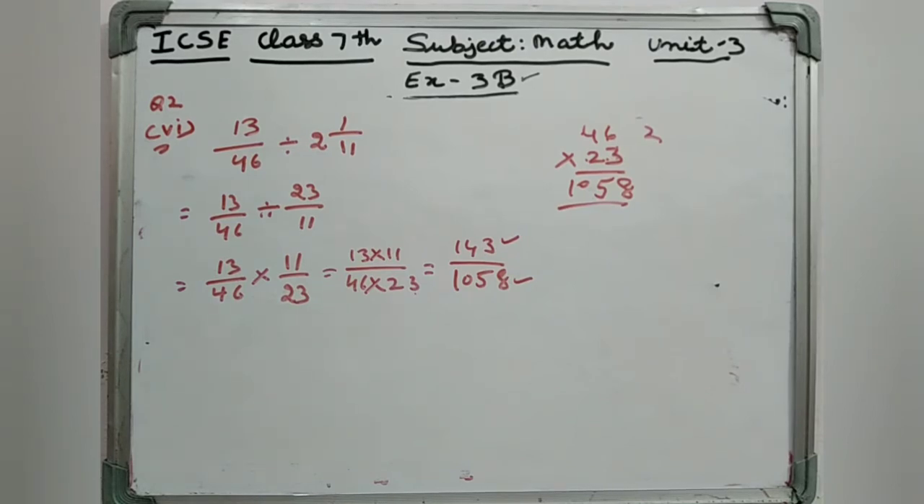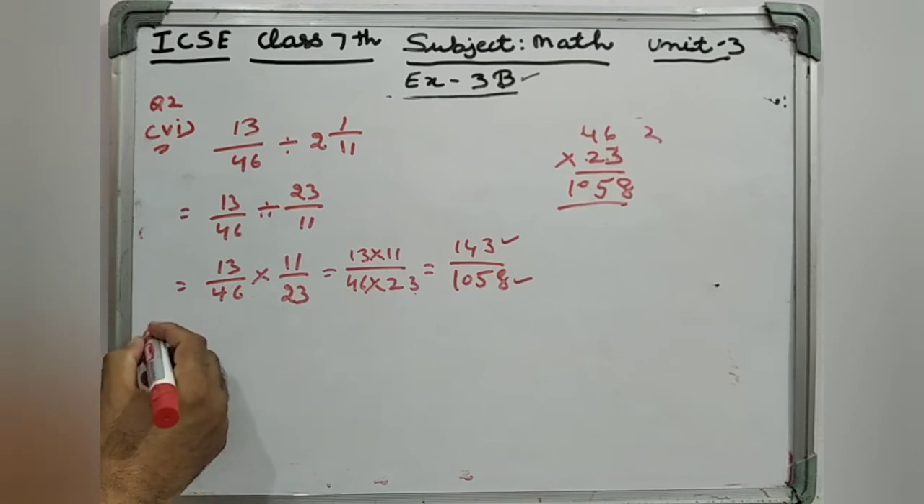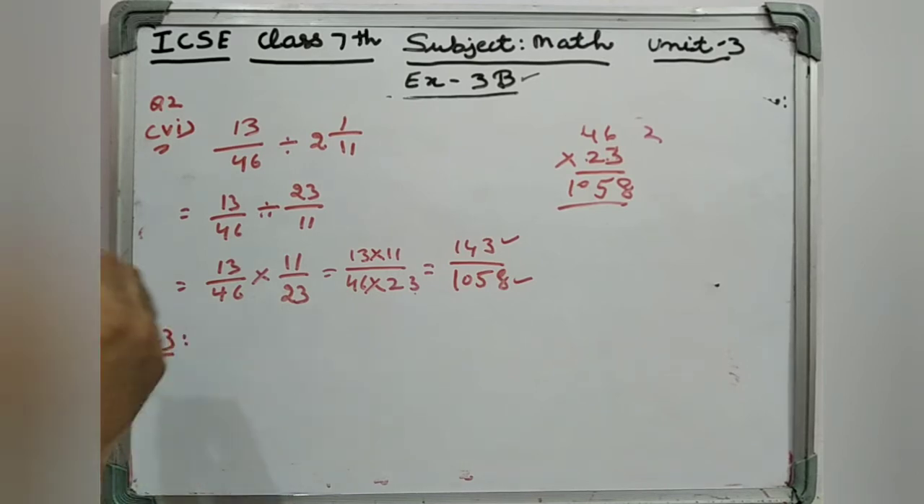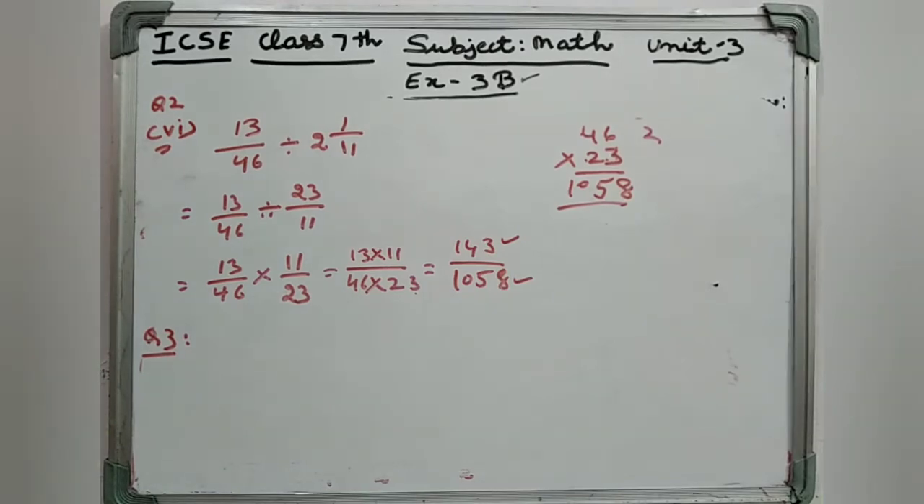Now the remaining parts you can do at home. We will move on to question third. What fraction should 9 by 35 be multiplied by to get 7 upon 15? What fraction? See the question, understand it. What fraction should 9 by 35 be multiplied by to get 7 upon 15, right?